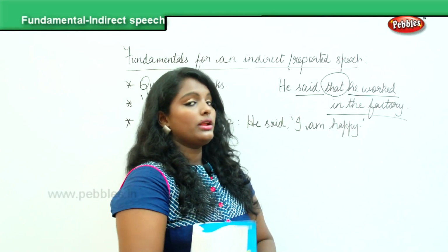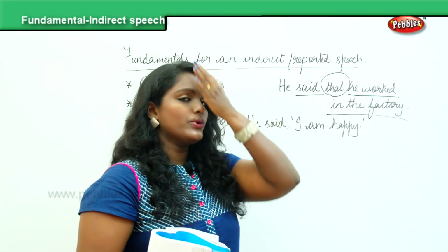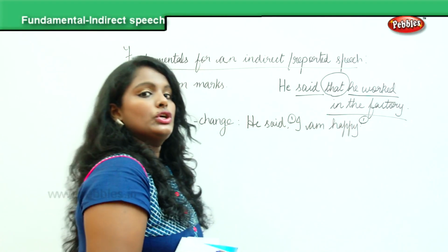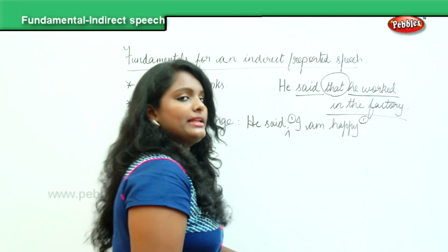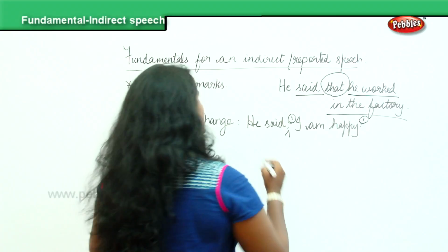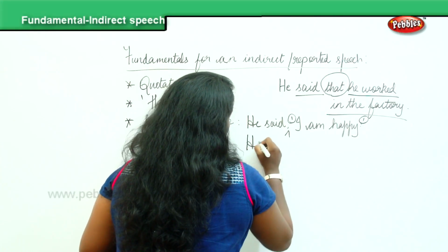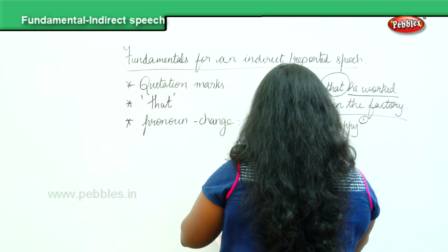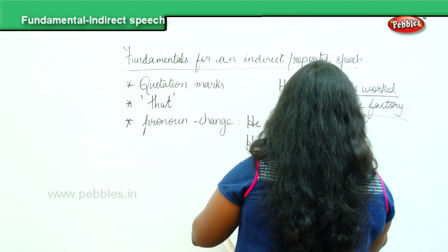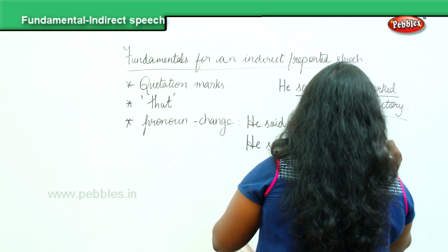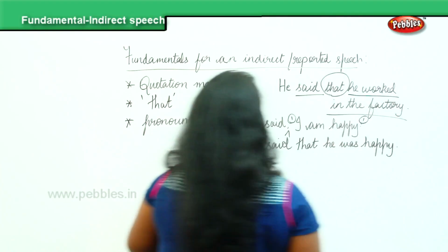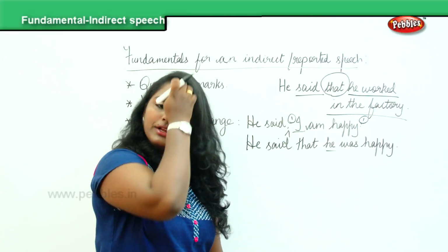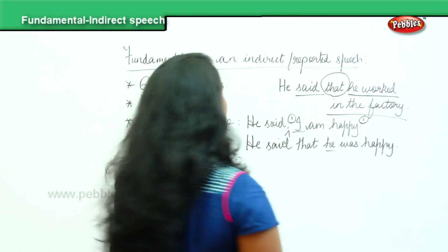When I am going to convert, what are the things to be kept in mind with respect to the first two rules? Number one, remove your quotation marks. Number two, do not forget to add that, right? Number three is the change in the pronoun. The sentence goes like this when it is converted. He said that he was happy. Right? So what happens? The I had become he here. So the change of the pronoun according to the reported subject has to be noted.